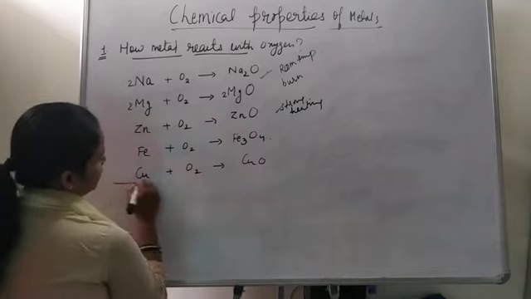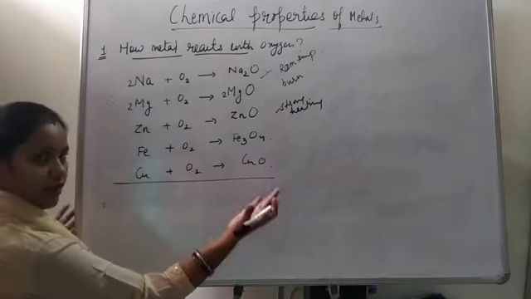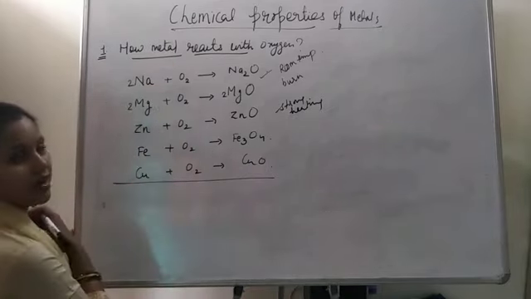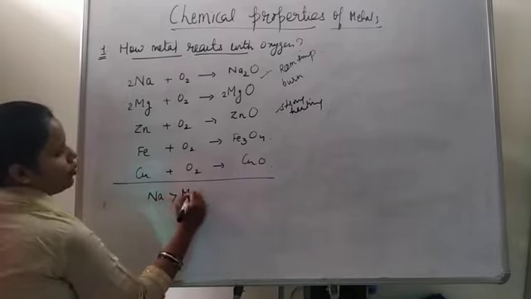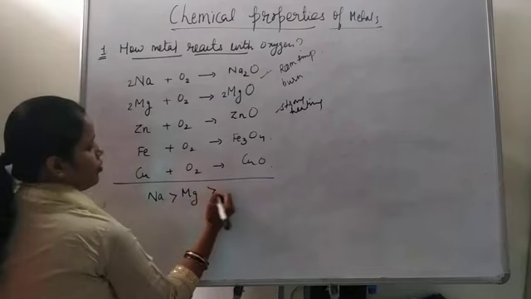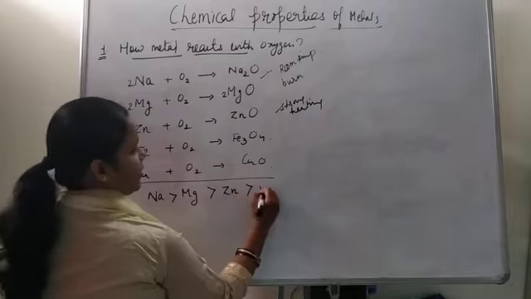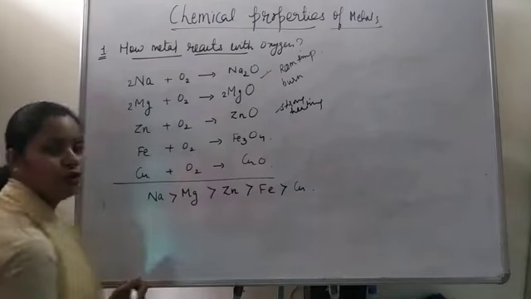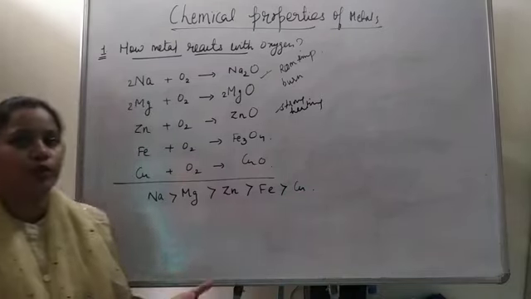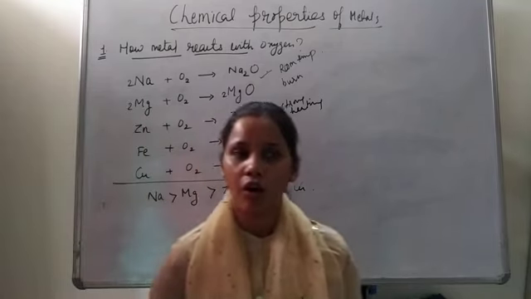So depending on this, what we can see is that if we compare all these 5 metals, sodium is more reactive as compared to magnesium. Magnesium is more reactive as compared to zinc. Zinc is more reactive as compared to iron, and iron is more reactive as compared to copper. So as I told you, these metals react as per their reactivity order.